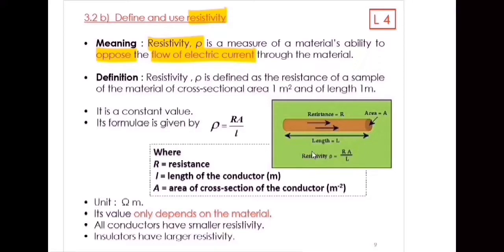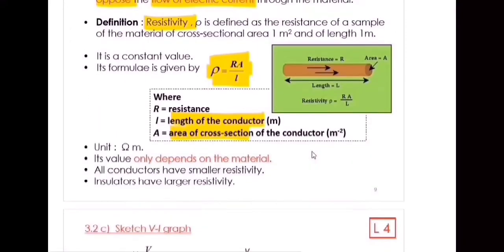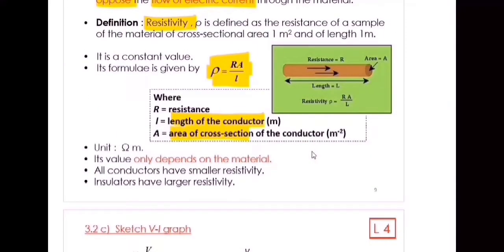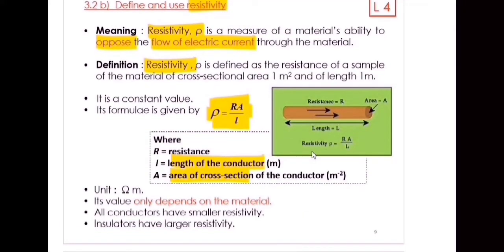So there's a formula: rho equals RA over L, where rho is the resistivity, R is the resistance, A is the cross-sectional area, and L is the length of the conductor. Rho equals RA divided by L. And the unit for resistivity is ohm meter.